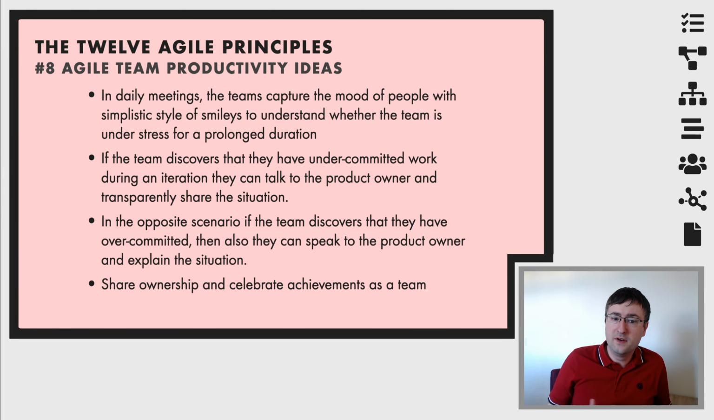There are a number of different ways that you can look at the productivity of teams, and you can look at how people are doing. You can use your daily meetings as a way to check the mood of people. This can be something as simple as thumbs up, thumbs down, or nah, or just emojis, smiley faces, sad faces, or one of the many thousands of other emojis that exist now.